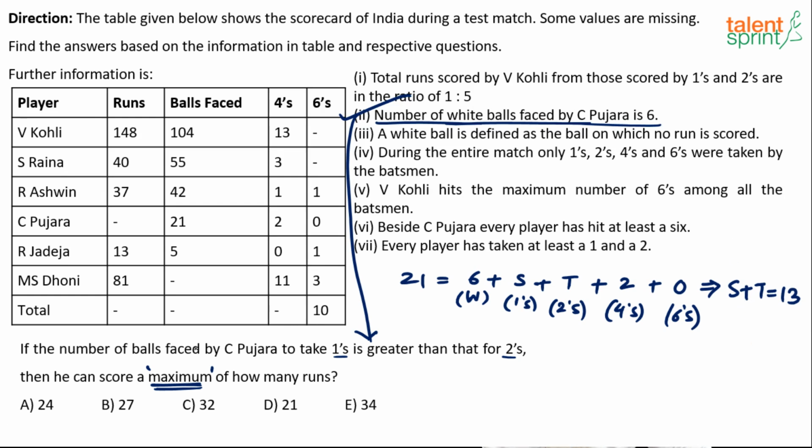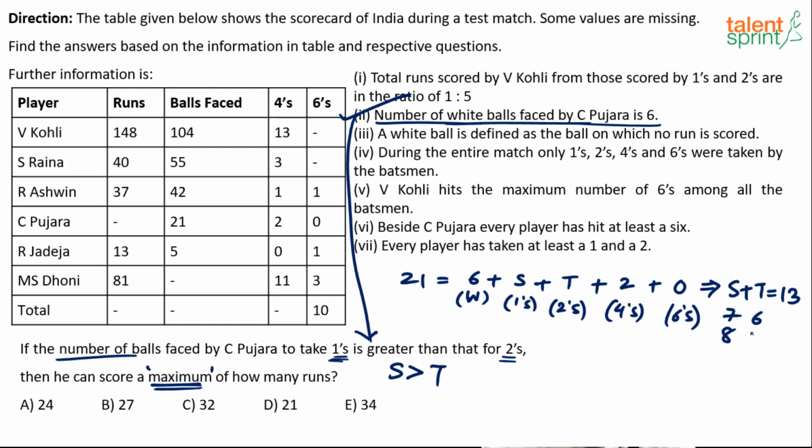Keep in mind that the number of balls faced by Pujara to take ones is greater than those for twos, meaning S should be greater than T. The number of balls on which he has taken singles should be greater than number of balls on which he has taken twos. So how can you get that 13? You see, I can say he has 7 singles and 6 twos. 7 balls on which he has taken singles and 6 balls on which he has taken twos. So 7 plus 6 is 13.